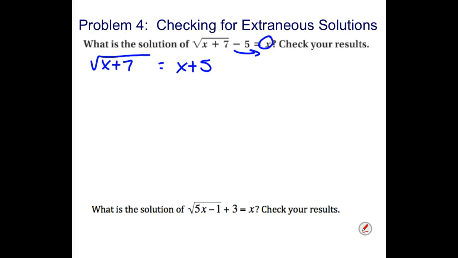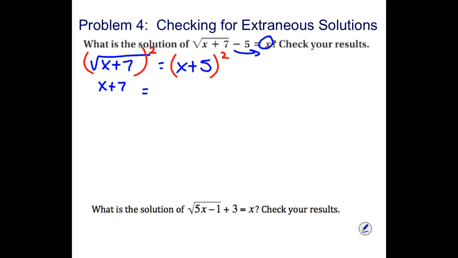Our next step to undo our square root was to square. Well, now we have an expression that we have to square. On the left side, the square and the square root will cancel each other out. What happens on the right-hand side? We are taking x plus 5 times x plus 5, right? So if you need to write that out twice and FOIL it, you can.